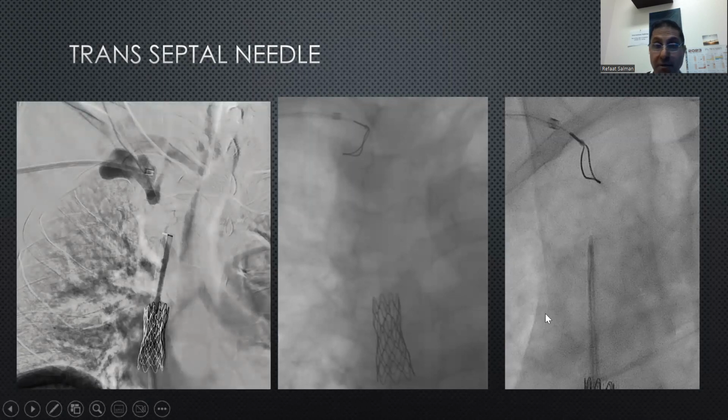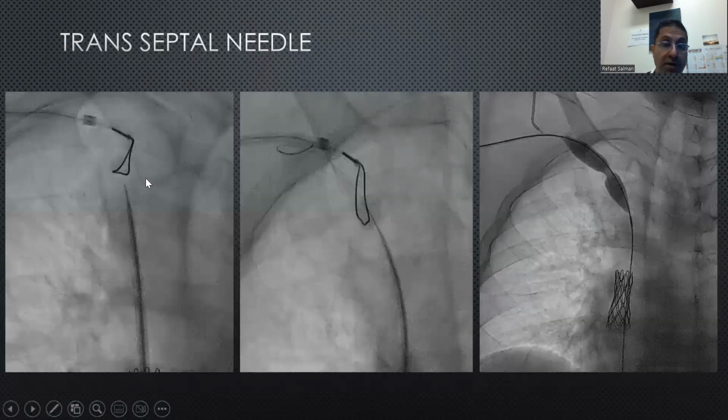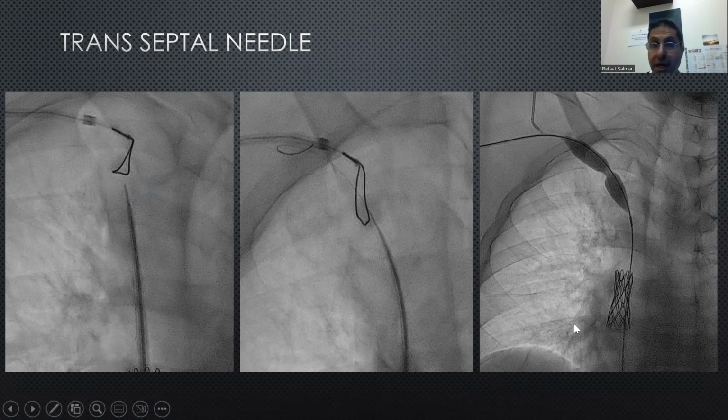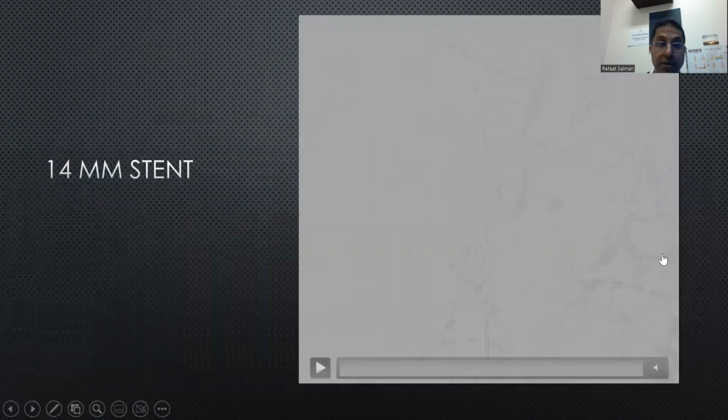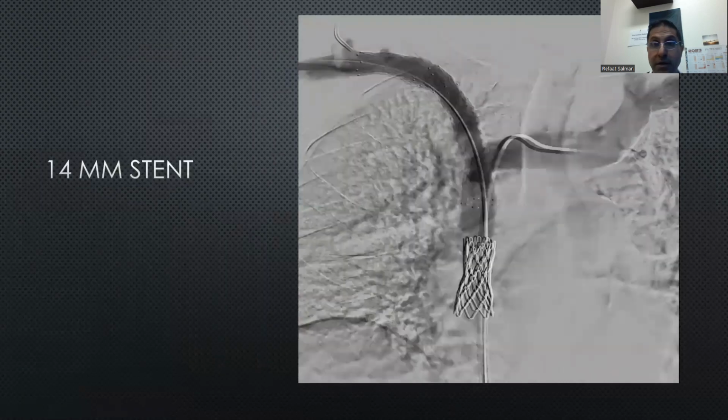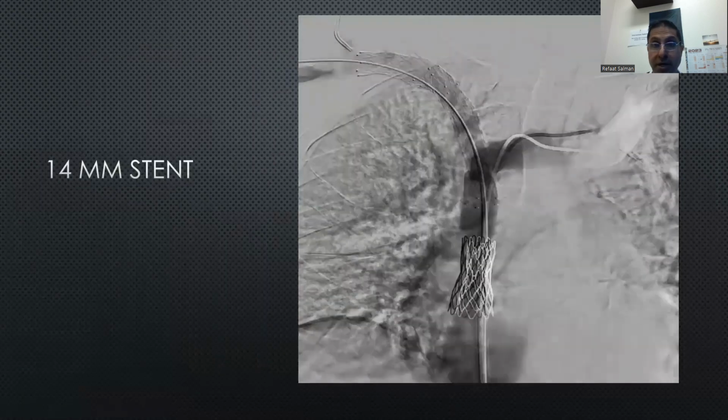And this time we used from the femoral axis a transseptal needle, targeting a snare in the right brachiocephalic vein. The wire was snared. Again, the flossing technique and balloon angioplasty, and a 14mm stent was placed. And as you see here, nice result with reconstruction of the veins.